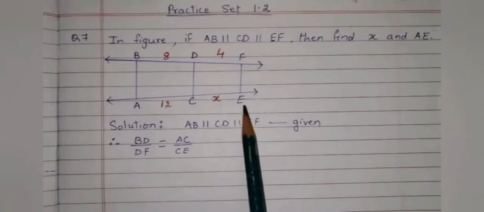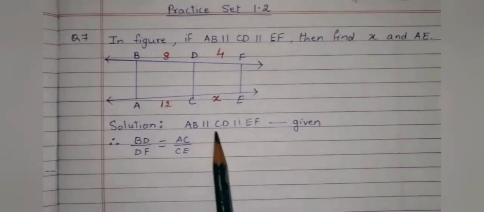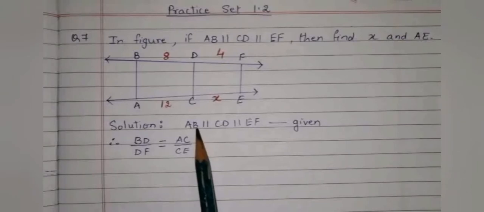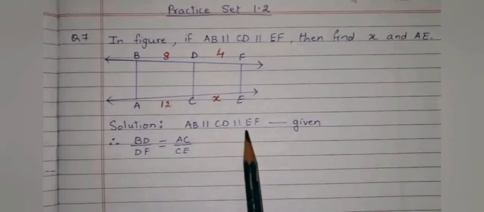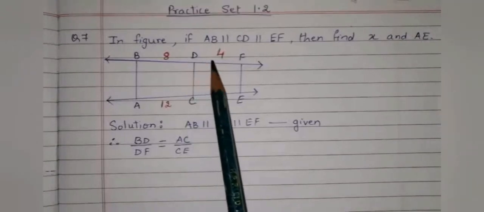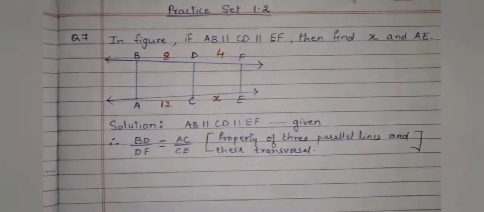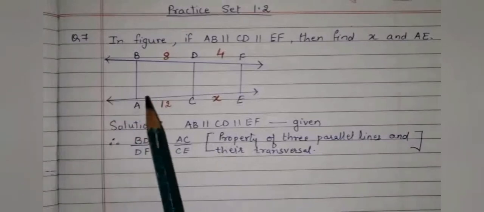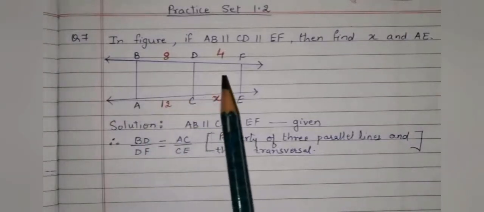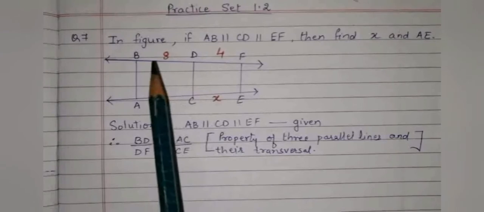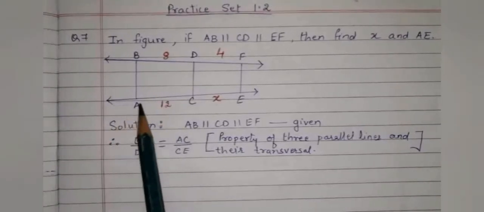So the solution is, first we'll write given is AB parallel to CD parallel to EF. So BD upon DF is equal to AC upon CE, because of this property of three parallel lines and their transversals, AB parallel to CD parallel to EF and transversal is AE.